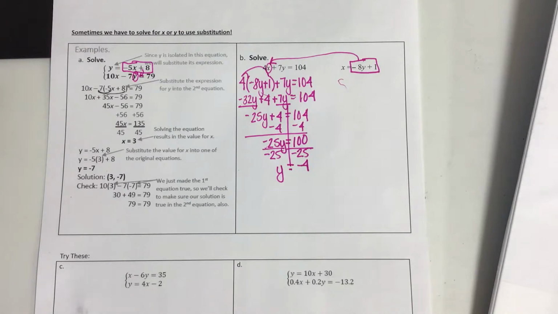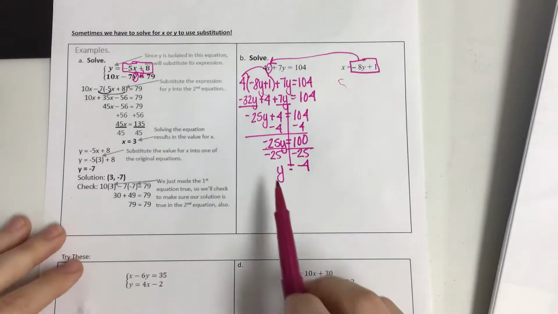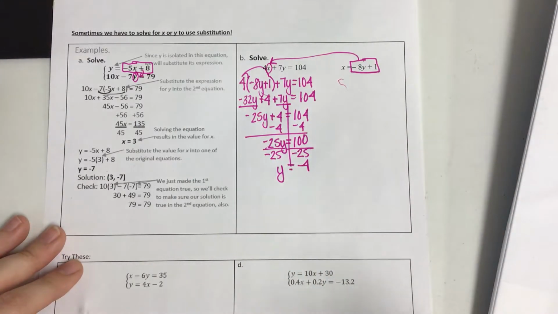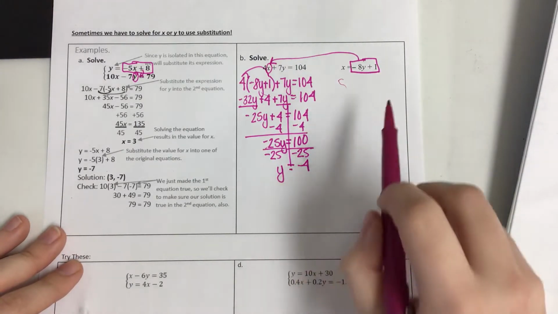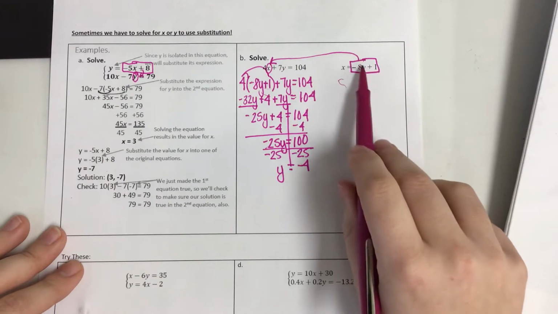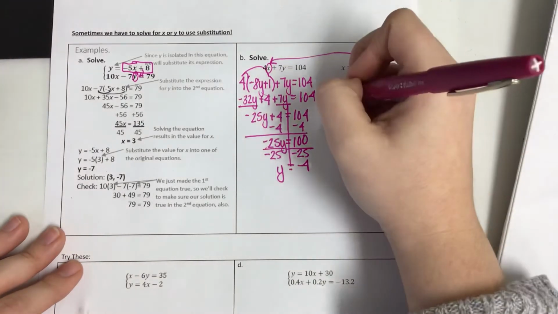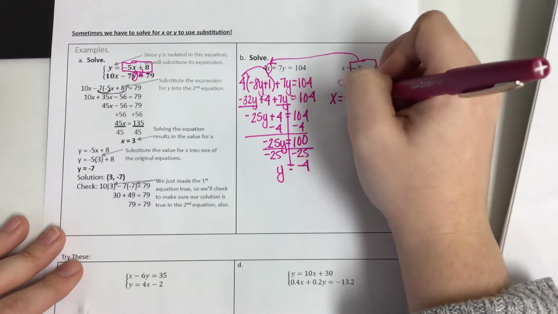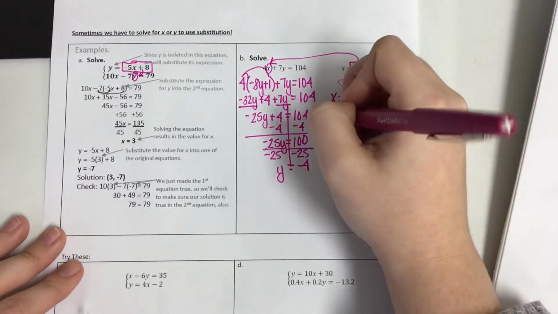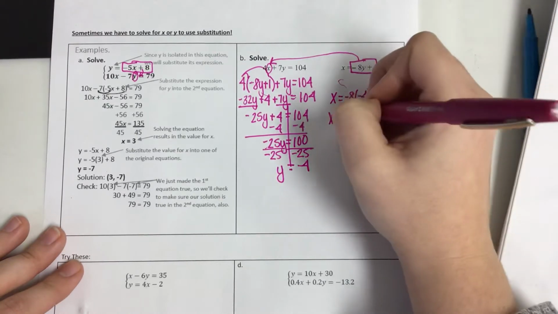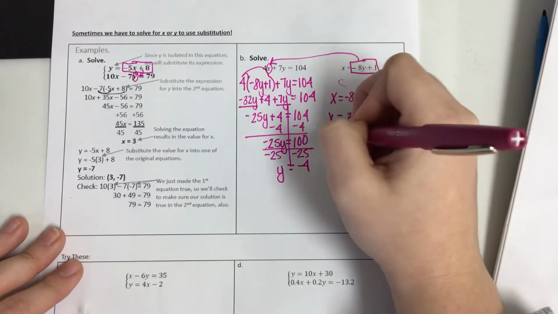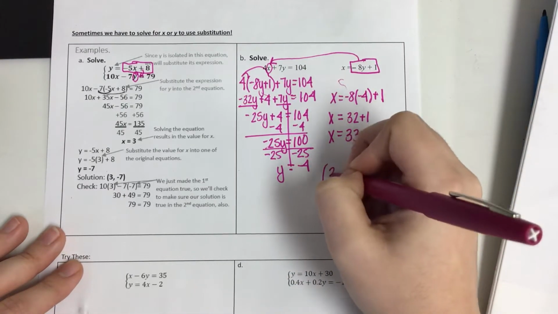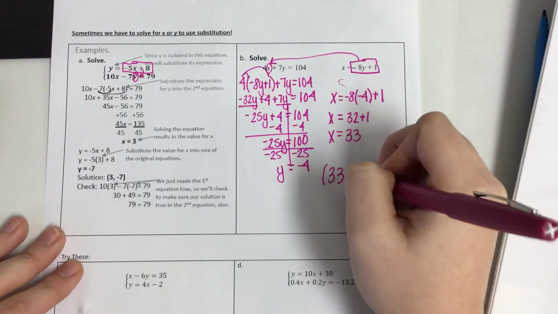Now we still need to find what x is. So we can plug y into our first equation or our second equation. It doesn't matter. I'm going to tell you in this case, though, it's going to be easier. You have less steps if you plug in y to this equation because x is already by itself. So we're going to do negative 8 times negative 4 plus 1. That's going to give us 32 plus 1, which is 33. So our final answer is the ordered pair 33, comma negative 4.